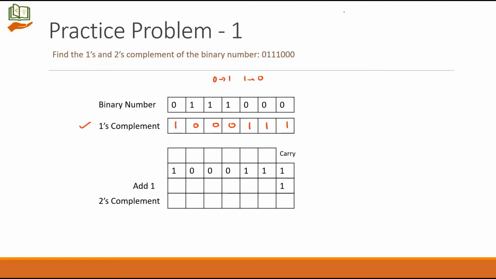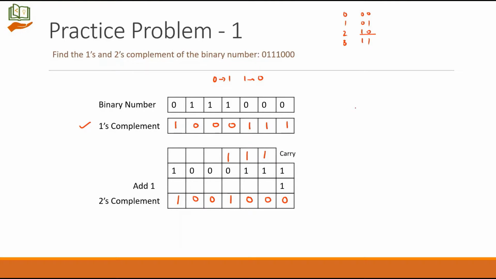Starting from the last digit, 1 plus 1. What is 1 plus 1? It is 2, and 2 has to be represented in the form 1, 0. So let's have 0 here and carry 1 here. What is 1 plus 1? It is again 1, 0. So 0 here and 1 here. What is 1 plus 1? It is 0 here and 1 here. What is 1 plus 0? It is 1. The zeros can be written as they are and the 1 can be written as it is. So 1, 0, 0, 1, 0, 0, 0 will be the answer.